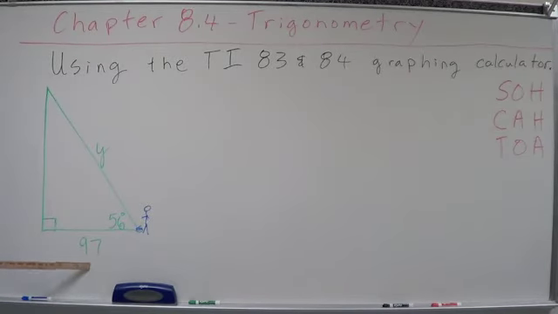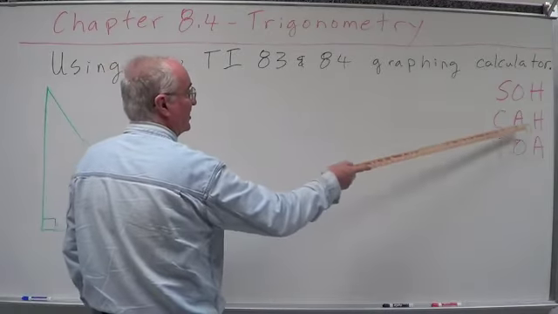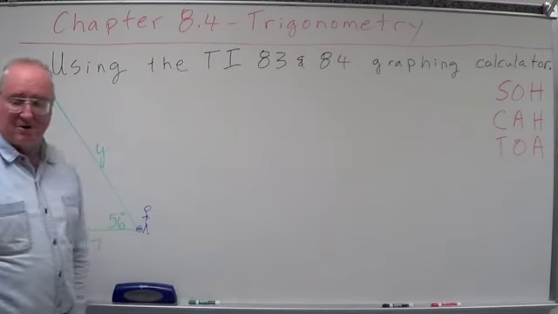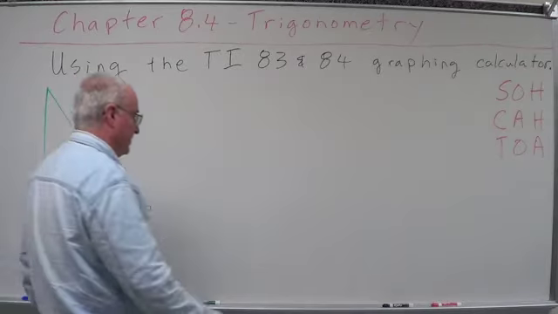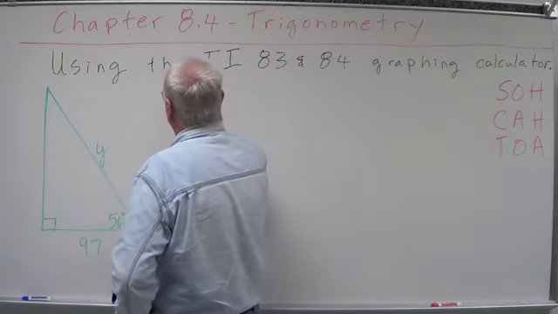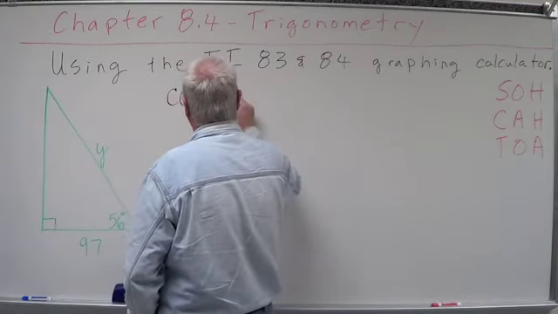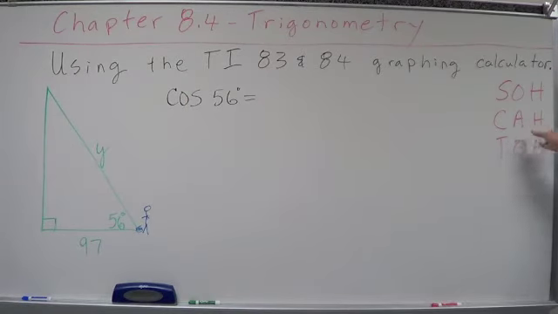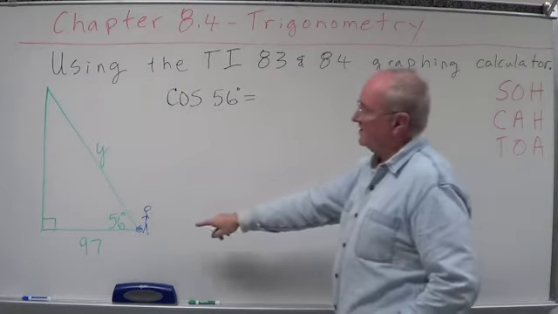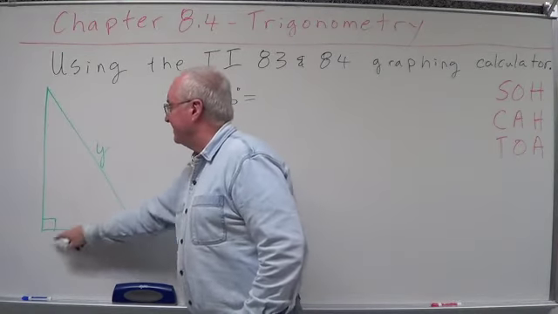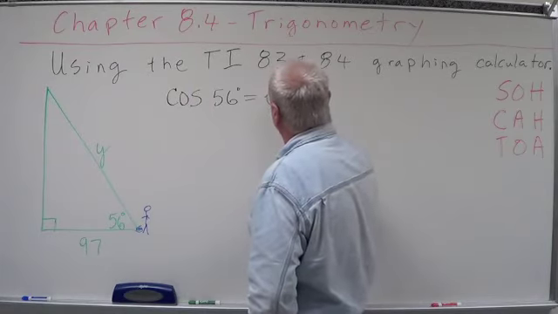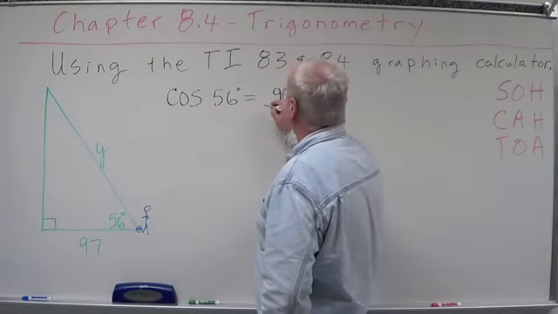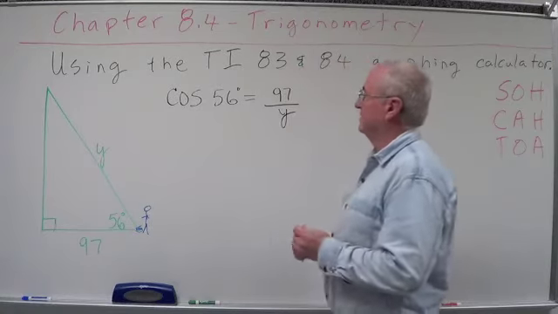Well, what does the 97 represent? Is it an opposite or is it adjacent? It's adjacent. So, since we have adjacent and the hypotenuse, this is going to be a cosine problem. So we're going to be looking at the cosine. Cosine of 56 degrees equals what? The adjacent divided by the hypotenuse. Well, what's the adjacent here? It's the side leg that I can touch, so that's going to be 97 divided by y.